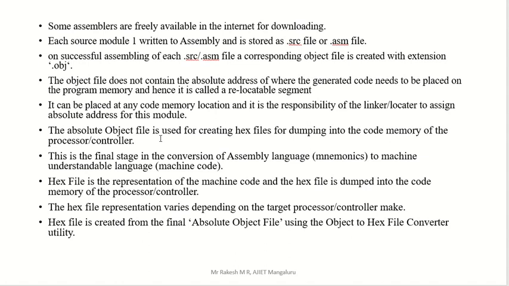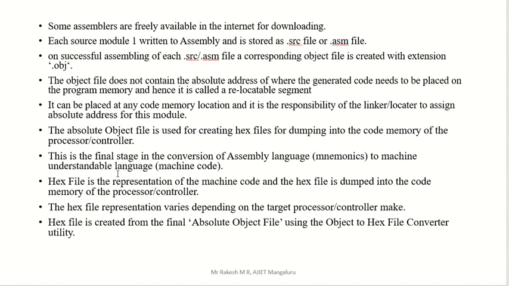The absolute object file is used for creating the hex file for dumping into the code memory of the processor or controller. So you have to dump your particular code into your kit. In order to dump, we need a particular .hex file. That is a perfect machine code or machine language file. So how do you convert your absolute object file to your .hex file? That concept is the final stage in the conversion of assembly language to machine understandable language.